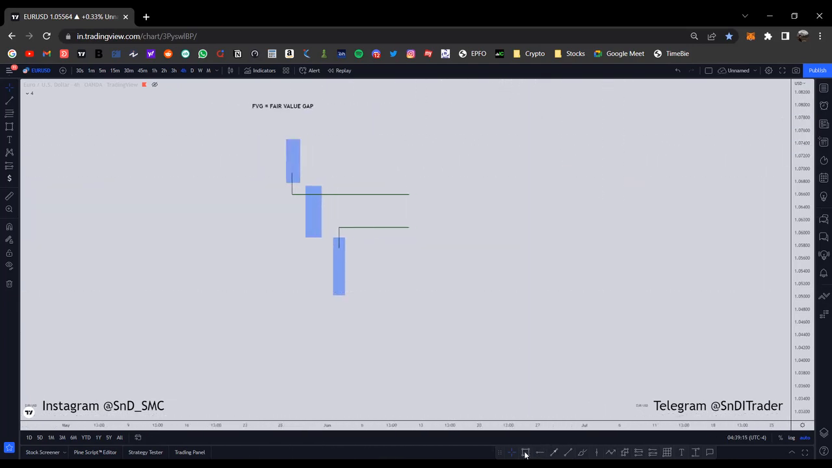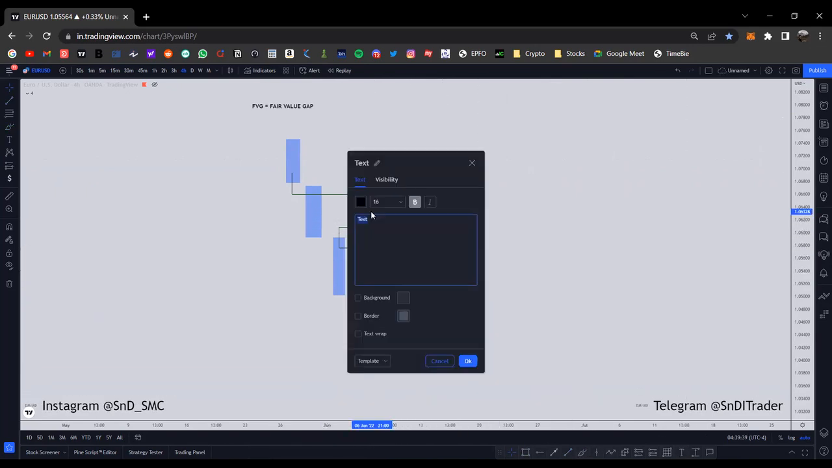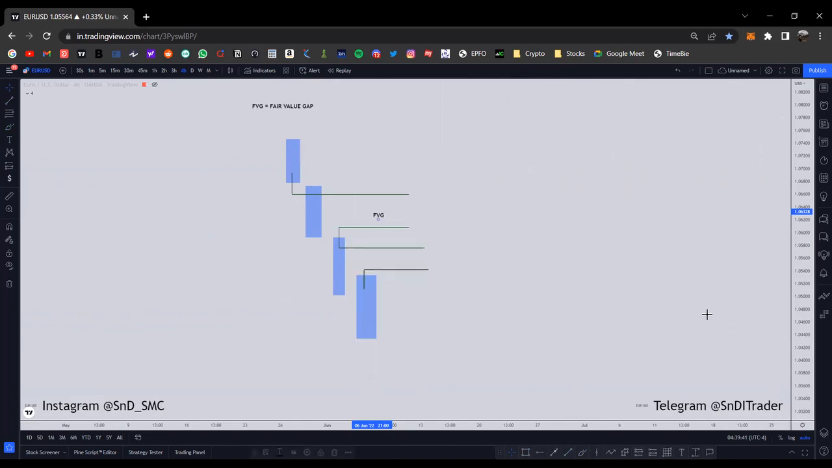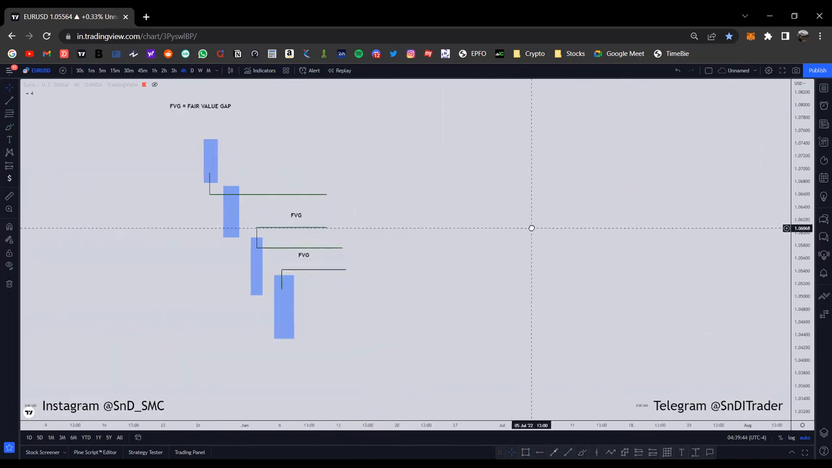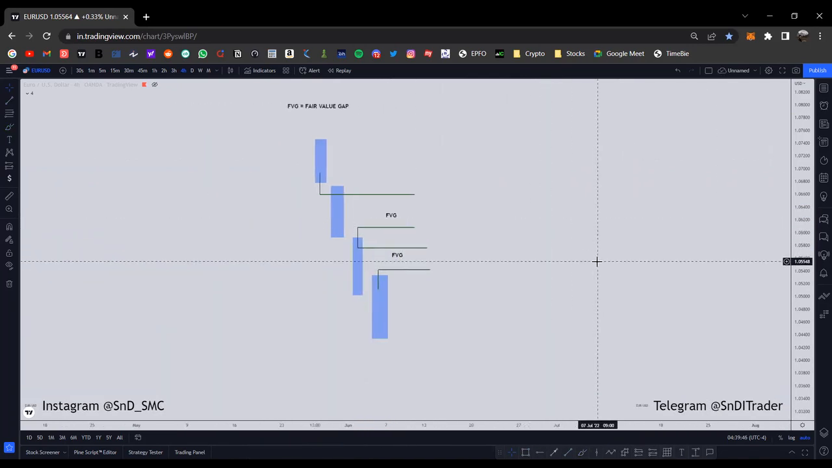Even if you have another candle here, right up here, and we have some sort of wick closed here, here will be another fair value gap. This is your first fair value gap, and the second fair value gap. So that is how you determine the fair value gaps.